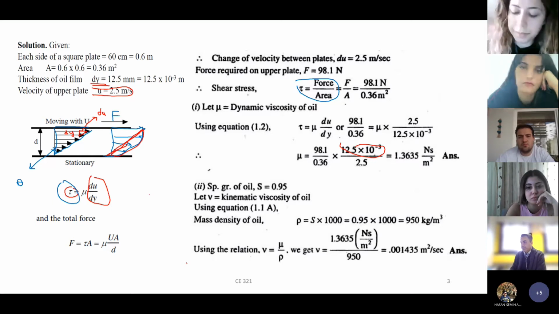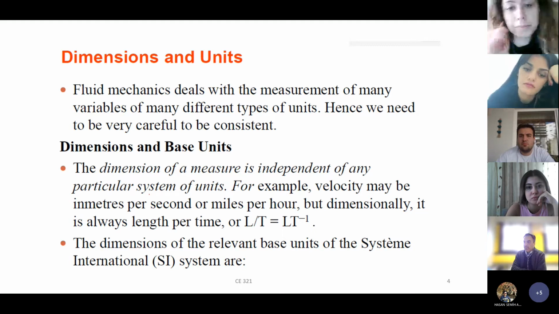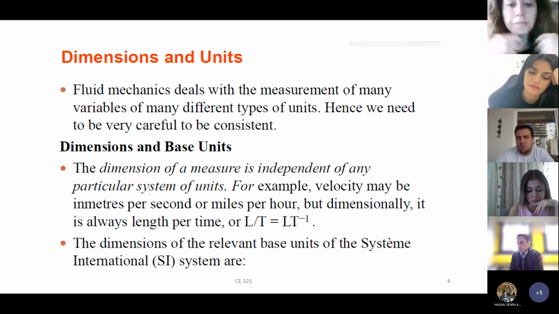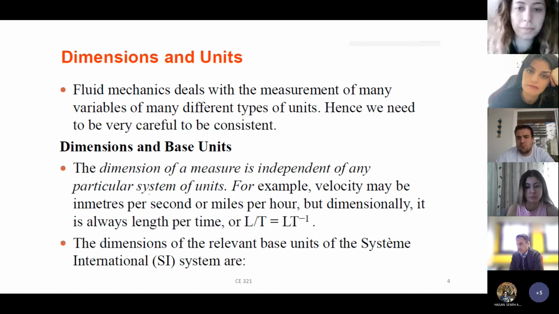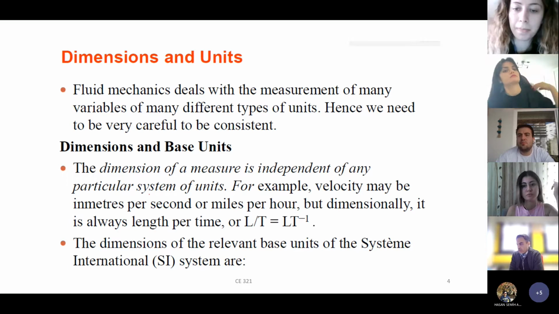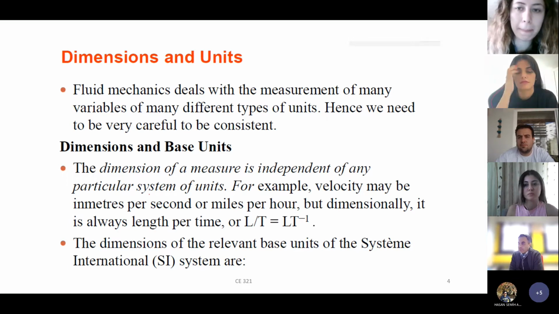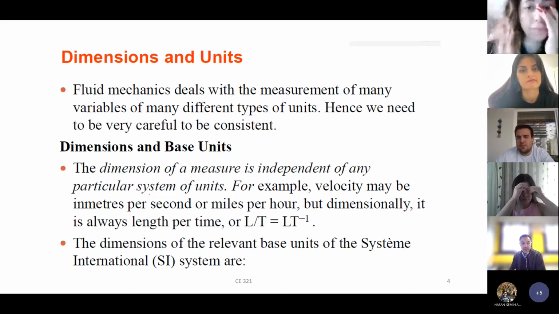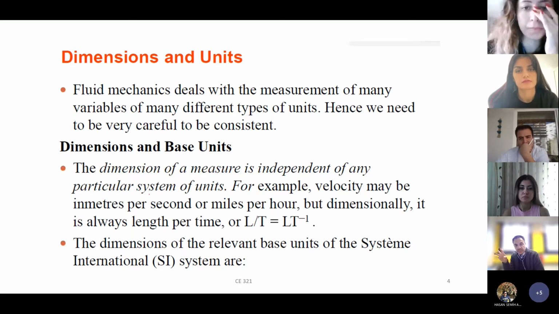Okay, so dimensions and units. As I already told, we will use SI, System International Units. Fluid mechanics deals with the measurements of many variables of many different types of units. Hence, we need to be very careful to be consistent. It means that use consistent units. Don't select one unit from SI, another unit from metrics.